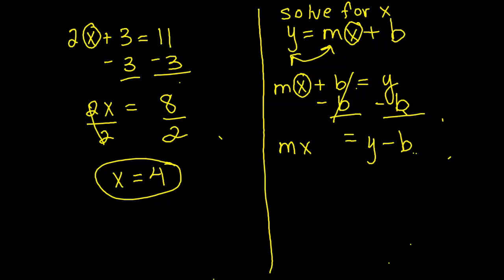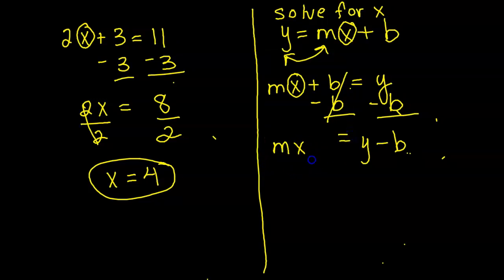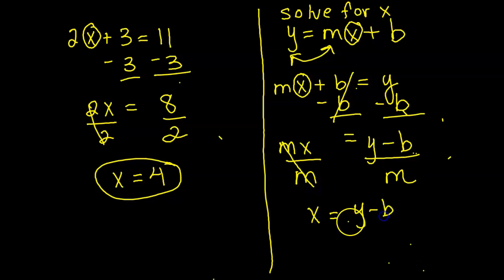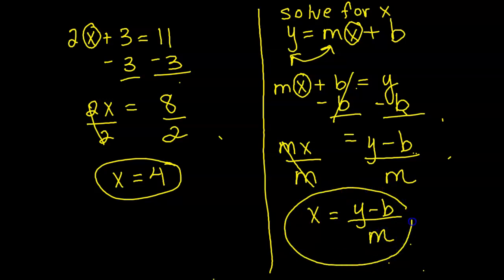Okay? All right, and I'm going to then get x by itself. So in order to do that, I want to divide both sides by m, because m divided by m is 1. Whatever I do to one side of the equation, I have to do to the other. So that would cancel out, and I would be left with x is equal to y minus b divided by m. Okay, so that would be my answer.